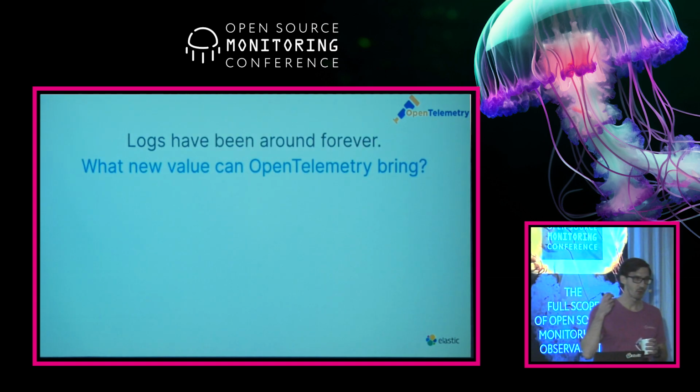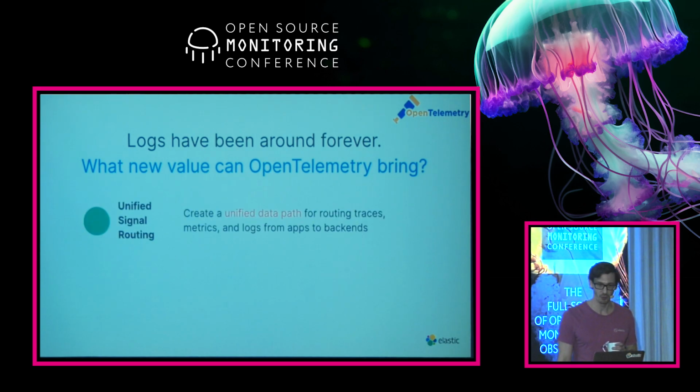So the question is, why would we try to bring OpenTelemetry to logs? I assume everybody has logs. Maybe you don't have traces or metrics yet, but I assume pretty much everybody has logs in their application. Why would we change something that is working today? Or what are we even trying to improve or fix?